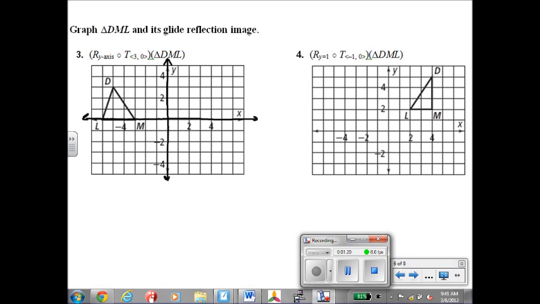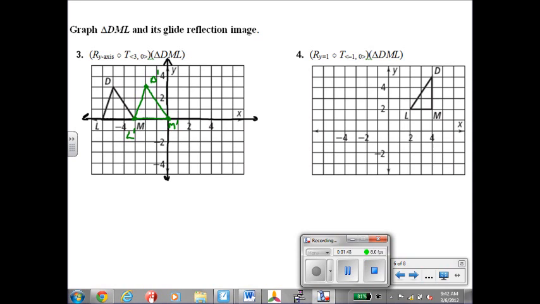Translate first. All we're doing is taking everything, all the points, moving it 3 to the right. D, 1, 2, 3. Here's your D prime. L is right here. We move it 1, 2, 3. So L is now where M was. That's going to be your L prime. And M is now 1, 2, 3 right here. And that's going to be your M prime. And you've got yourself a triangle. It looks the exact same. And it should. Now you have to reflect it.